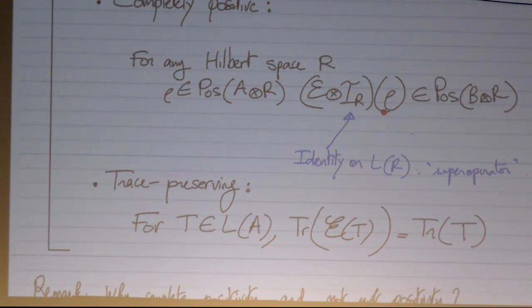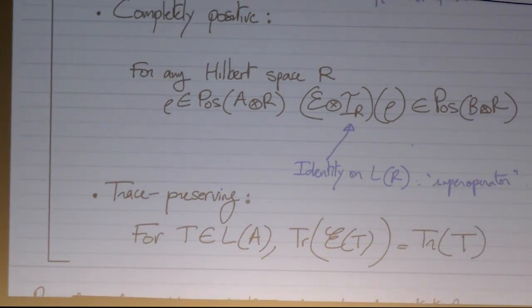I say that for any input positive operator rho, the output should be a positive operator. But this is not only for when I input some positive operator to E, but I will also take the tensor product with an arbitrary Hilbert space R, a reference system R, and then I will just do nothing on the system R. Here I_R is just the identity on the set of linear operators on R. It seems like a complicated definition right now because I have to test all possible Hilbert spaces, but we'll see in a minute it's actually simpler in some sense.